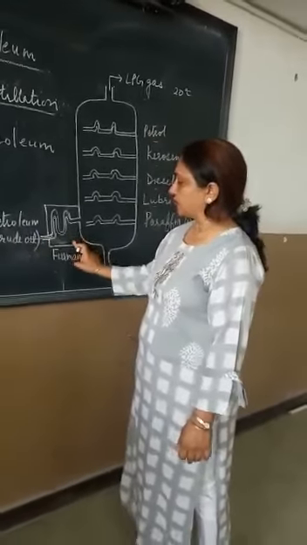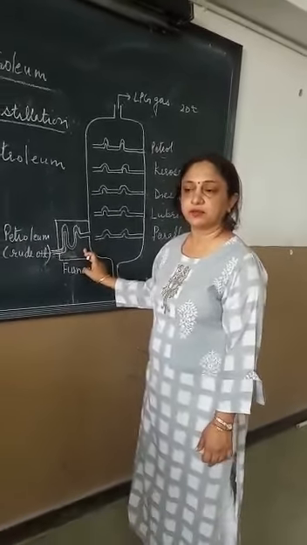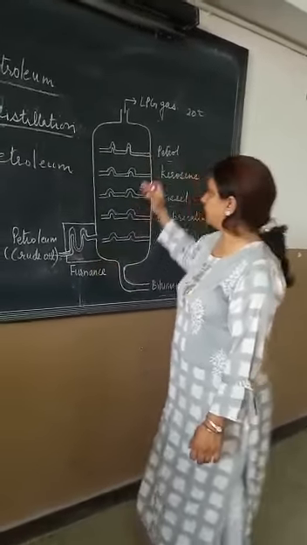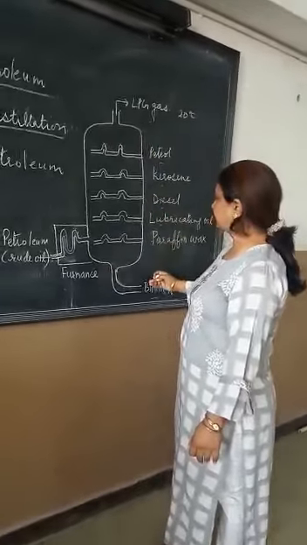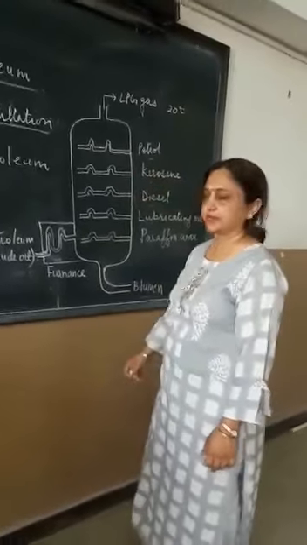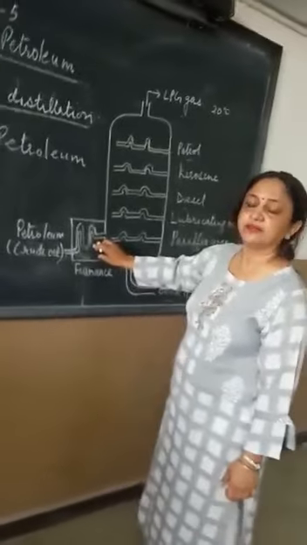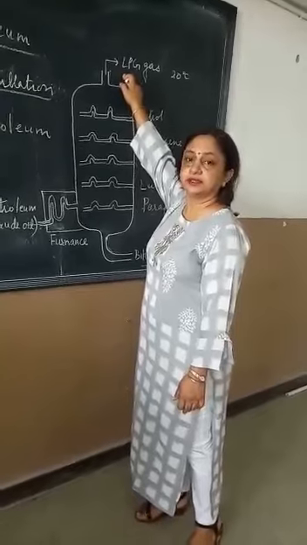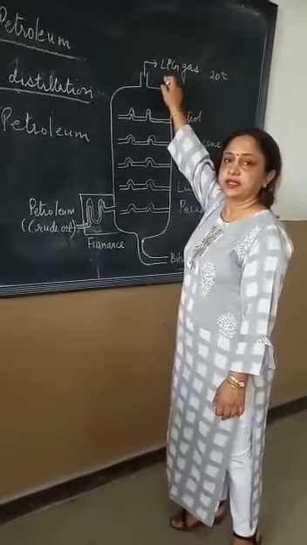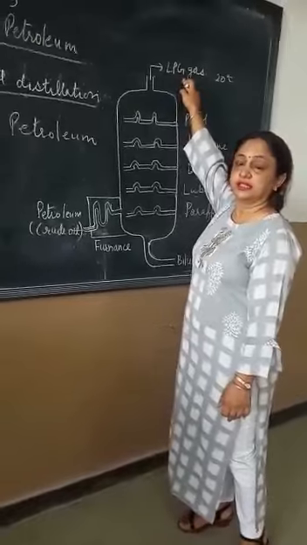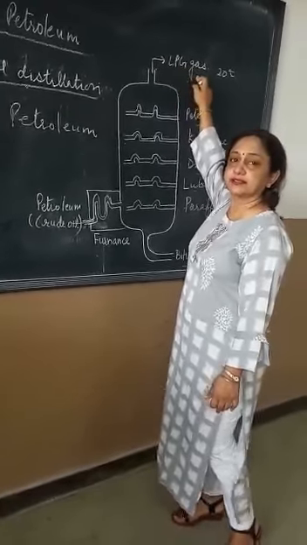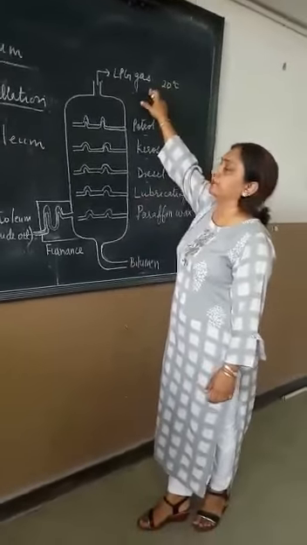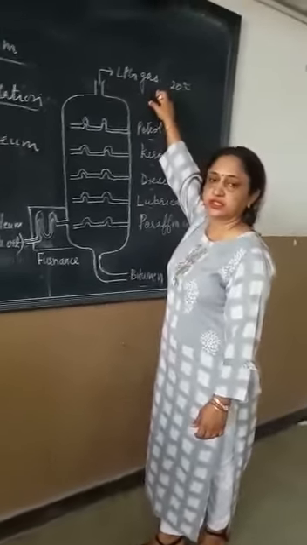First, crude oil is passed through the furnace. Here it is heated up to 400 to 600 degrees Celsius. And various components of the petroleum we get at a different height. The component of the petroleum having the lowest boiling point gets deposited at the top of the column. For example, LPG, liquefied petroleum gas. Its boiling point is 20 degrees, minimum of all these. So it gets deposited at the top of the fractionating column.